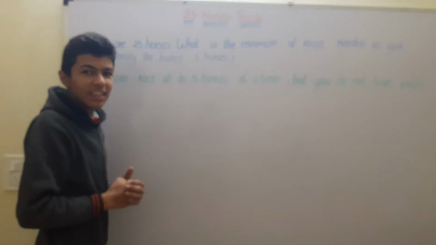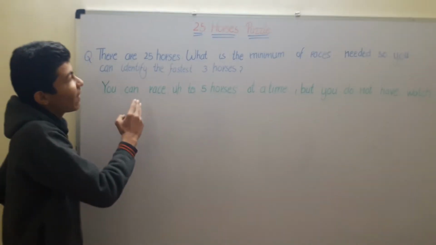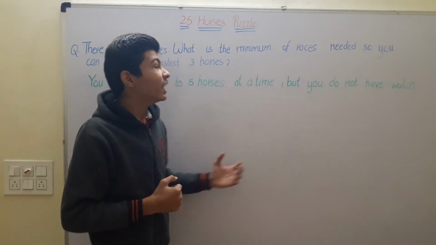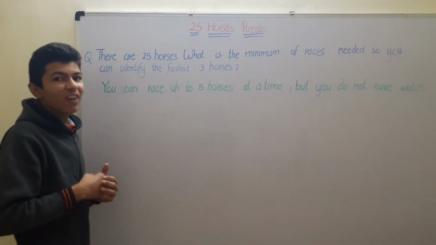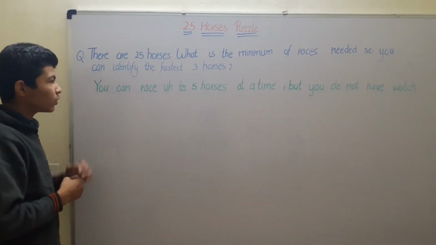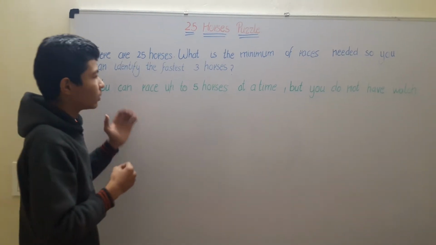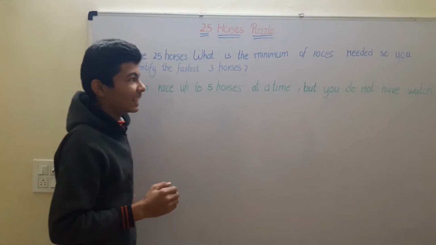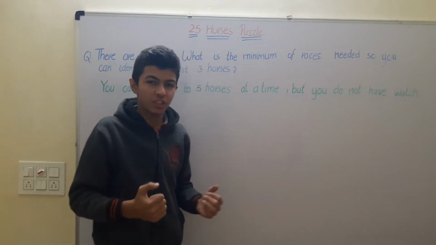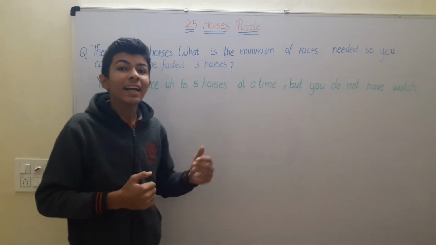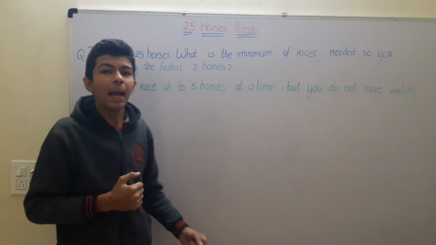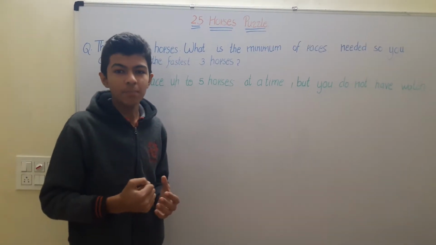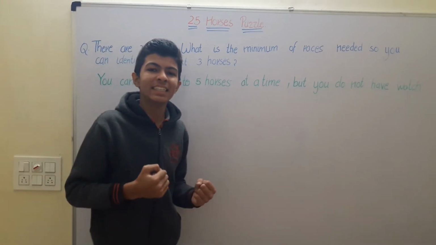Today we are going to solve the 25 horse puzzle. First let's read the instruction. There are 25 horses. What is the minimum number of races needed so that you can identify the fastest three horses? What are the restrictions? You can race up to 5 horses at a time, but you do not have a watch, so you cannot calculate how much time a single horse takes. Pause the video if you want time. Let's get started with the solution.